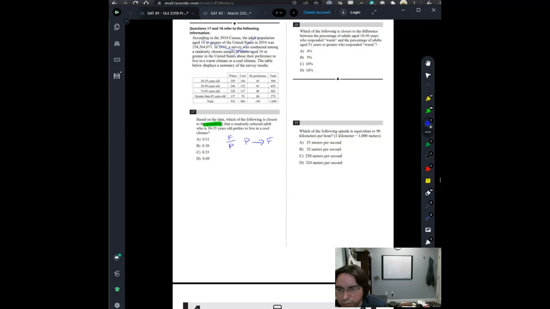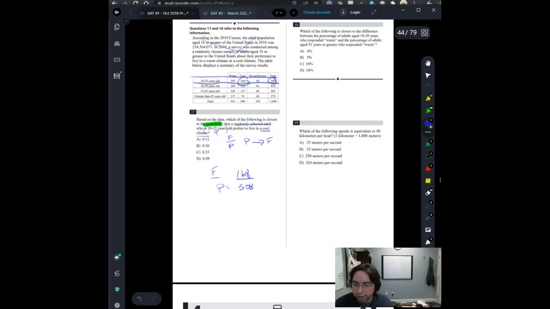So it says, based on the data, which of the following is closest to the probability that a randomly selected adult who is 18 to 35 years old. So that's my possible there, 18 to 35. And we see that we're just talking about this row right here. So our possible here is 508. And then the favorable, who prefers to live in a cool climate. Cool is 168.